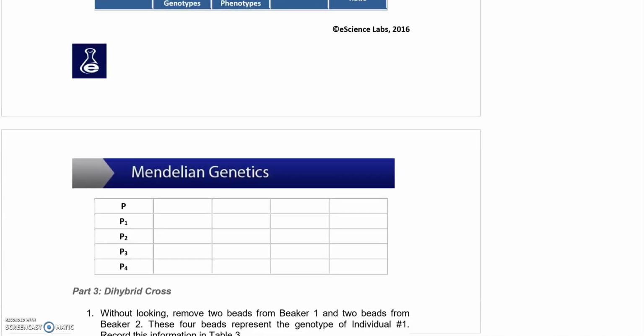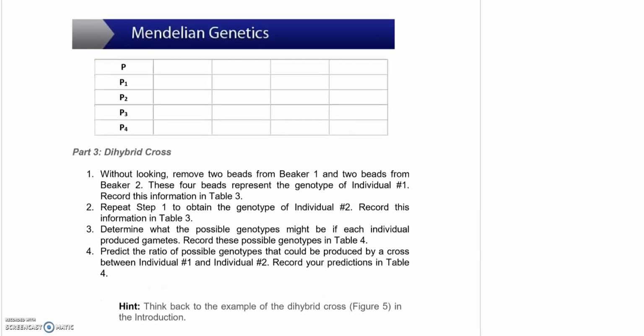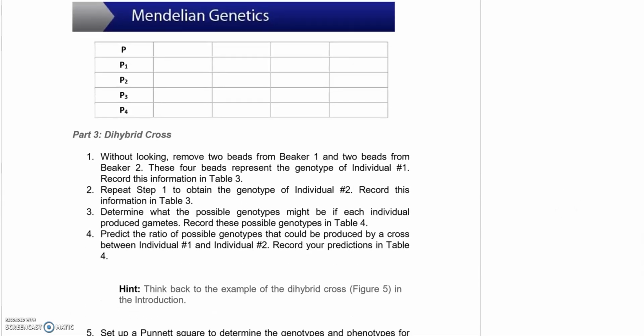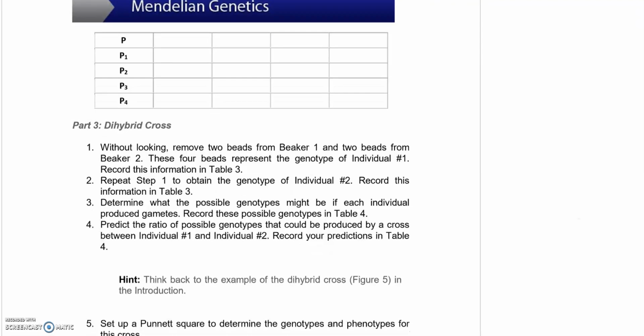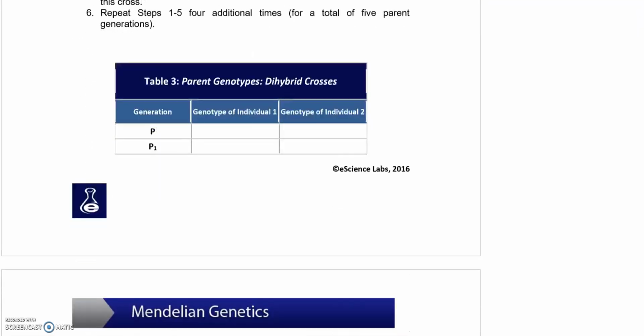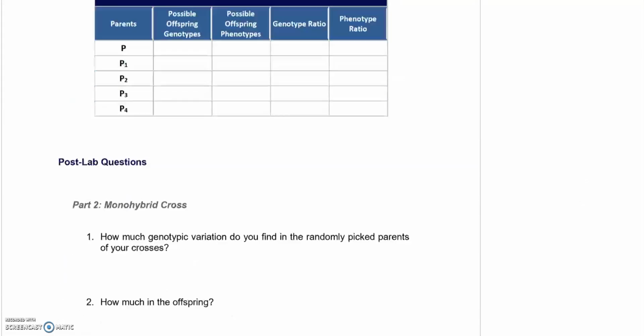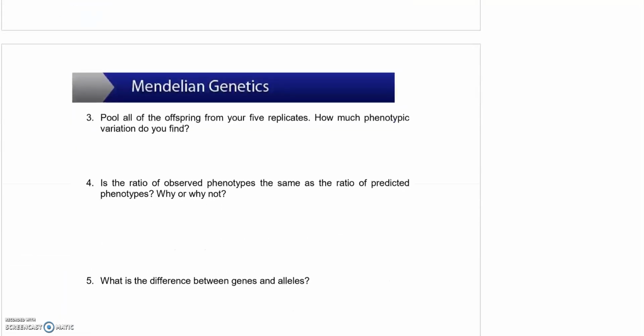In the next part of the experiment, you're simulating a dihybrid cross, and you're going to need two different beakers and two sets of colors. So you could use blue and yellow beads for one gene to represent the two different allele types, and then maybe red and green beads for the next type of cross. And that completes your lab activity for genetics.